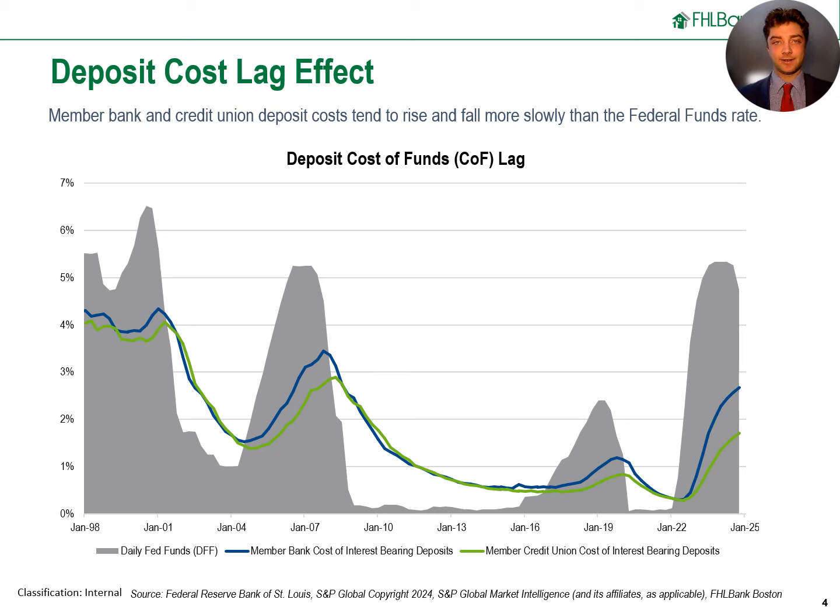I would like to set the stage by looking at the relationship between the cost of interest-bearing deposits for member depositories and the daily Fed funds rate. Over the last 4 cycles, there has been a trend of deposit costs rising and falling more slowly than Fed funds. This low deposit beta suggests that, as a funding source, your deposit book will tend to be cheap relative to Fed funds as rates rise, and expensive relative to Fed funds on the way down.